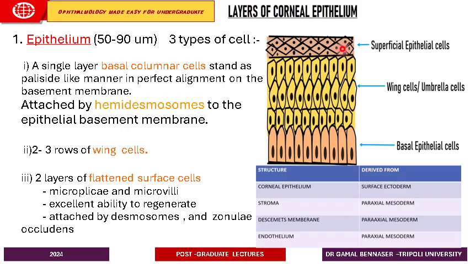Now, I should remind you here that all the layers of the cornea are derived from the paraxial mesoderm, except the corneal epithelium, which is derived from the surface ectoderm. You should memorize and remember this: the surface epithelium is derived from the surface ectoderm. However, the remaining layers of the cornea, that's the stroma and the Descemet's and the endothelium, are derived from the mesoderm.